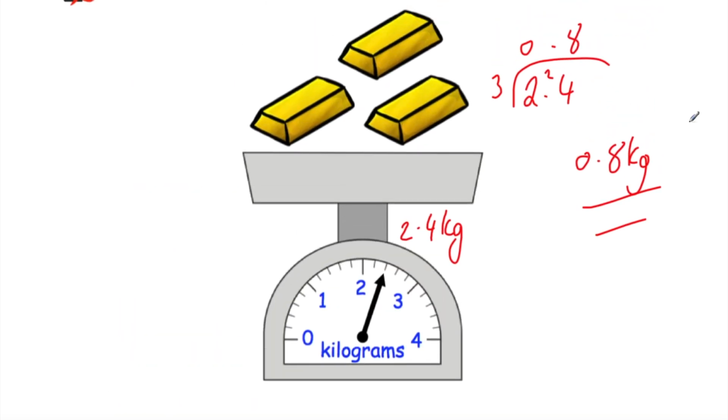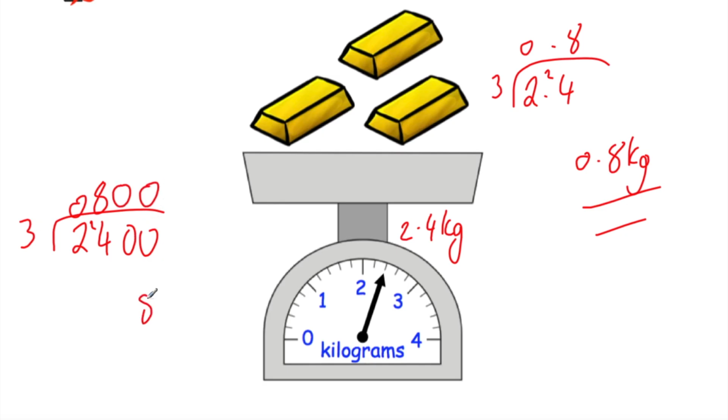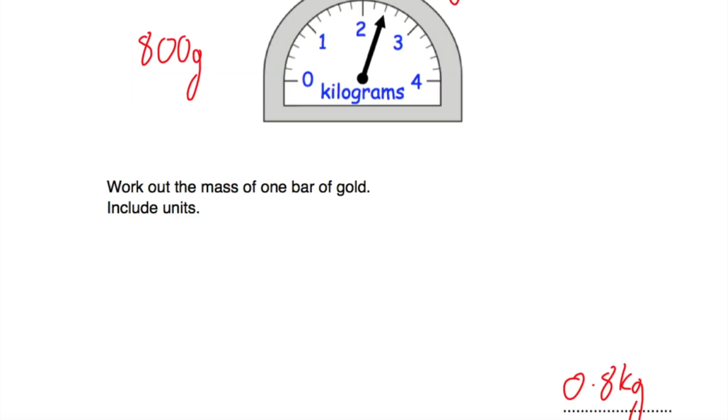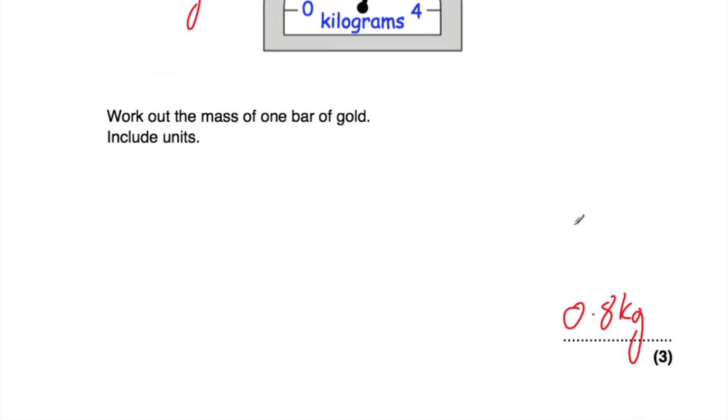Alternatively, we could work in grams. Whenever we read this to be 2.4 kilograms, we could say that's 2,400 grams, and then we could just divide it by 3. And how many 3's go into 2? 0 remainder 2. How many 3's go into 24? That's 8. How many 3's go into 0? That's 0. And how many 3's go into 0? That's 0. So that's 800 grams. So each of those gold bars has a mass of 0.8 kilograms or 800 grams. And that's it. So let's write that down. 0.8 kilograms or 800 grams.